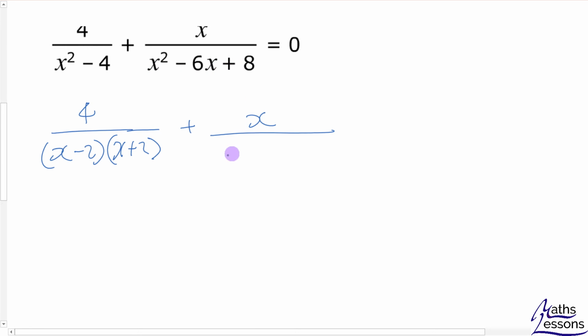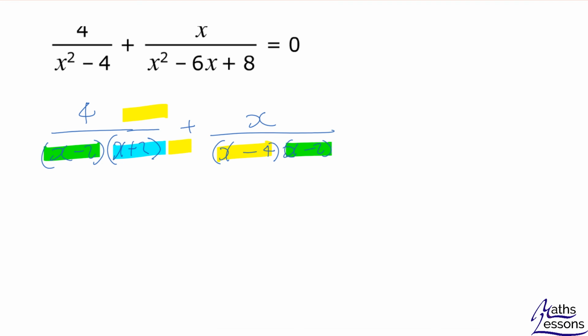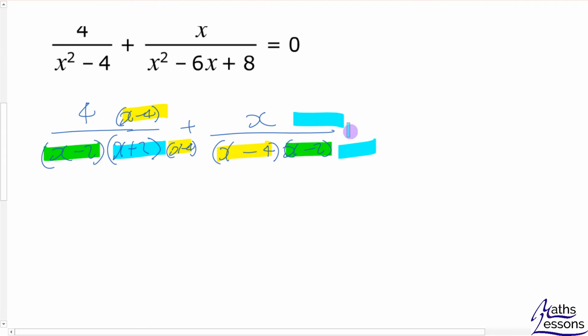So here we go, we've got x minus 4 and x minus 2, and again we've got that common factor, so we don't need to times by that, we just need to times by these two things. So I'm going to times this one by x minus 4 on the top and the bottom, and over here I'm going to times by the x plus 2 top and bottom.